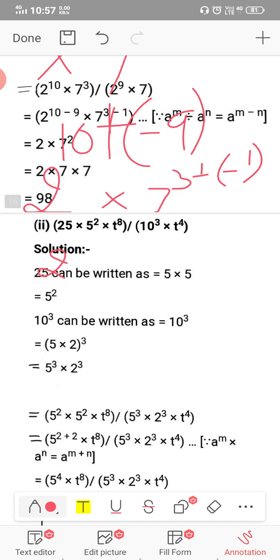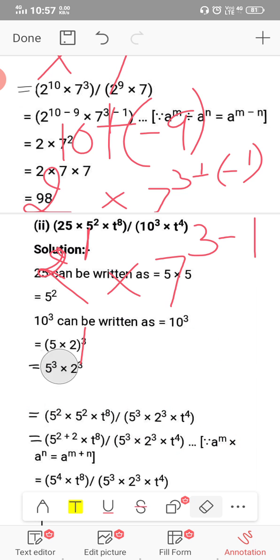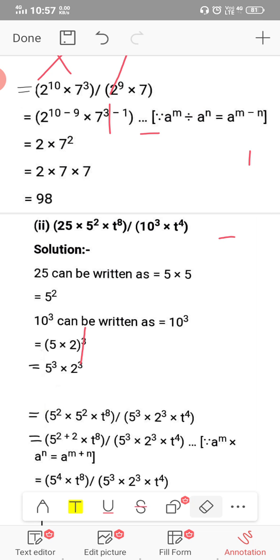Now 2 to the power 10 plus minus 9 will give you 2 to the power 1, and 7 is having 3 plus minus 1, that means 3 minus 1, that means 7 to the power 2. So 2 to the power 1 into 7 to the power 2. Your answer is 2 into 7 into 7, which will give you 98 as your answer. So the answer is 98 when you multiply 7 into 7 into 2. Thank you.